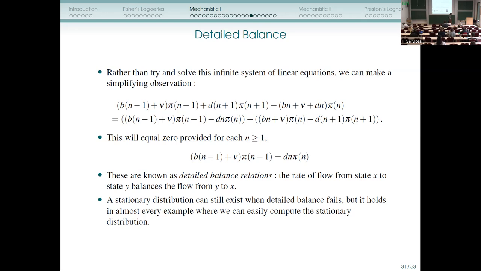Detailed balance relations are your friend when you're doing this kind of modeling because, I'm sure that there are examples out there where you can solve these equations without the detailed balance relations, but I can probably count them on one hand. Basically, if you can solve it, detailed balance probably holds.